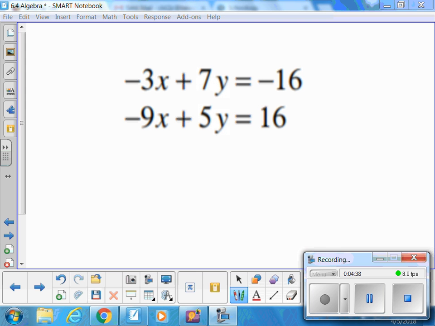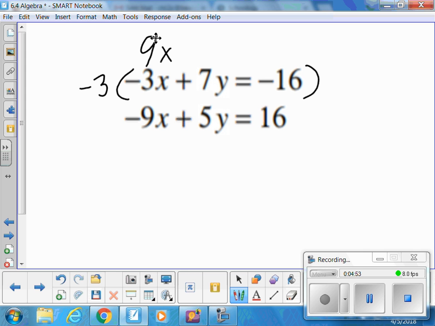I'm going to work on turning this negative 3x into a positive 9x. What would I need to multiply by to do that? A negative 3. Good. So this whole entire equation 1 will be multiplied through by a negative 3. These numbers do get pretty big on this one if you want to get a calculator handy. So negative 3 times negative 3 is 9x. Negative 3 times 7 is negative 21y. And negative 3 times negative 16, I believe, is positive 48. But check that one for me. And then I'm going to strike that one through so I don't get confused when I go to add down.